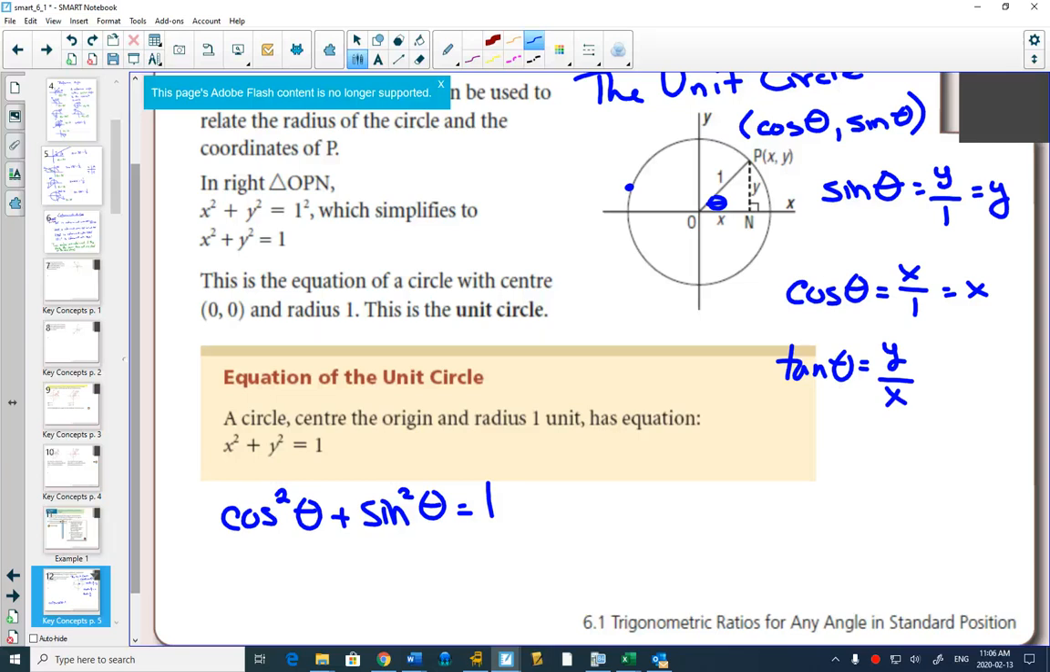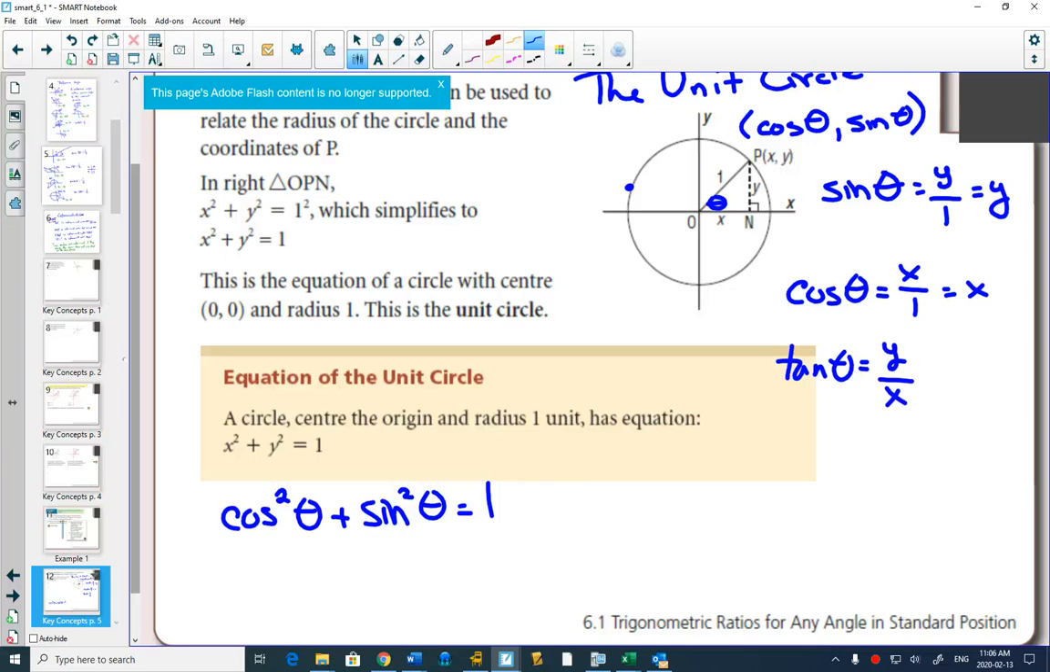You will get 1. If the angle's the same and you square both of them with cos and sine, it'll always add up to 1, no matter what angle you choose. Okay? If you did cos squared of 37 degrees plus sine squared of 37 degrees, you'd get 1.